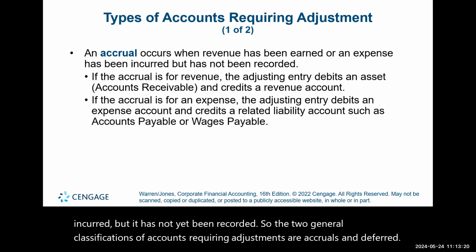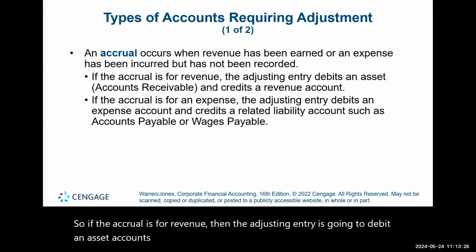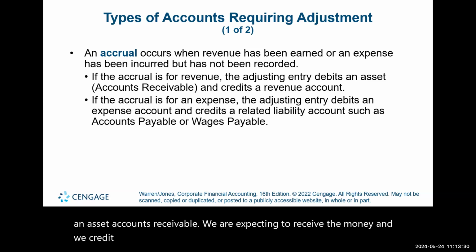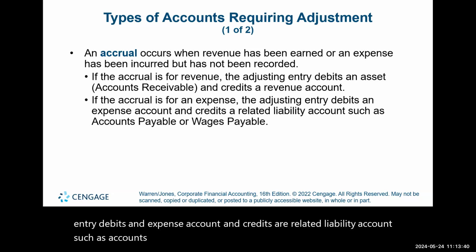If the accrual is for revenue, then the adjusting entry is going to debit an asset, accounts receivable. We are expecting to receive the money, and we credit revenue. And if the accrual is for an expense, then the adjusting entry debits an expense account and credits a related liability account, such as accounts payable or wages payable.